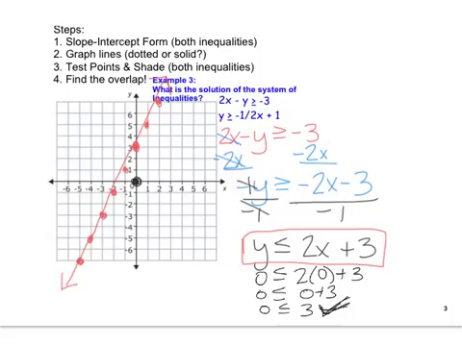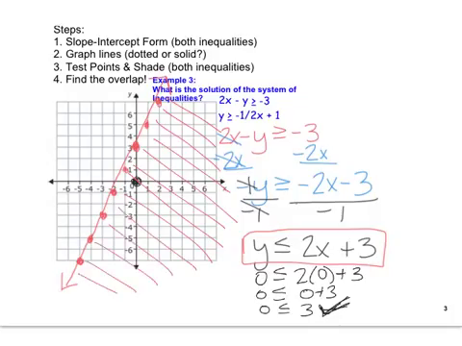0 is less than or equal to 3, which tells me that this portion of the graph that contains the origin is part of the solution set. So I shade that portion of the graph. If it was untrue, I would have shaded the other side. So now I'm going to graph the second inequality. I got to make sure it's in slope-intercept form. It is. The second one is here.